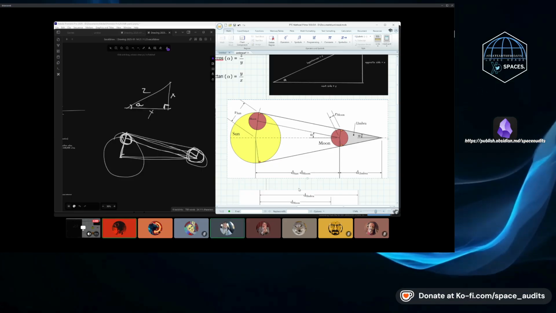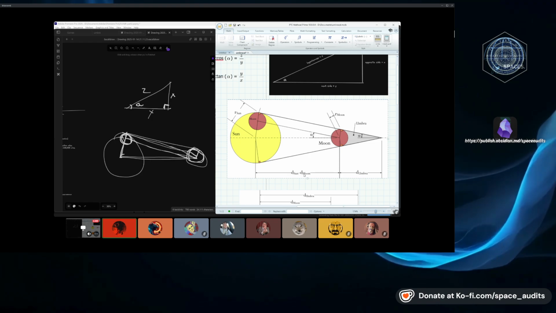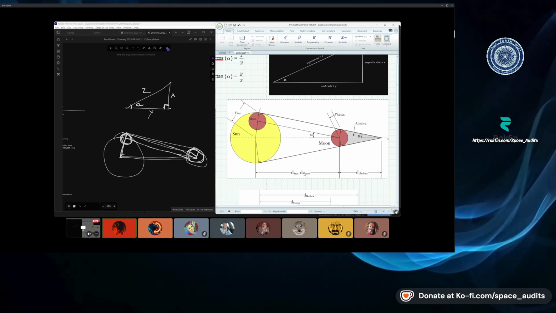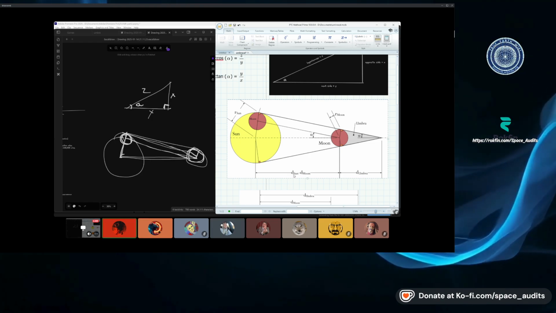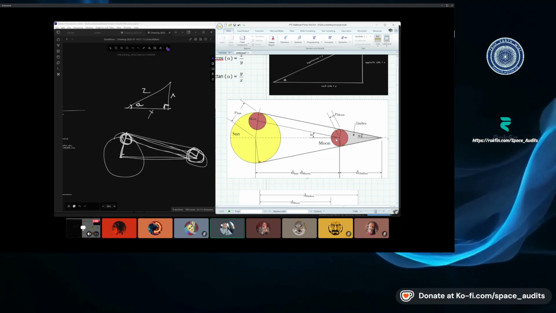Subtraction? But didn't we already know the sun and the moon distance though? Yeah, we know the distance of the sun and we know the distance of the moon. So we just subtract the distance of the moon from the distance of the sun, and then we get this line over here. I thought we actually looked up the distance between them.